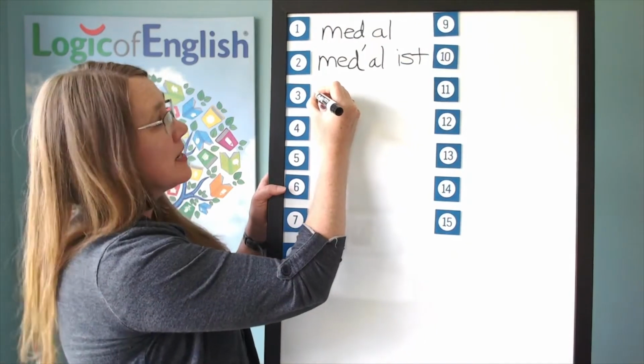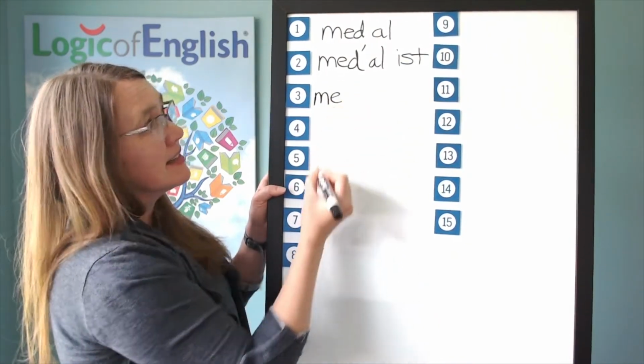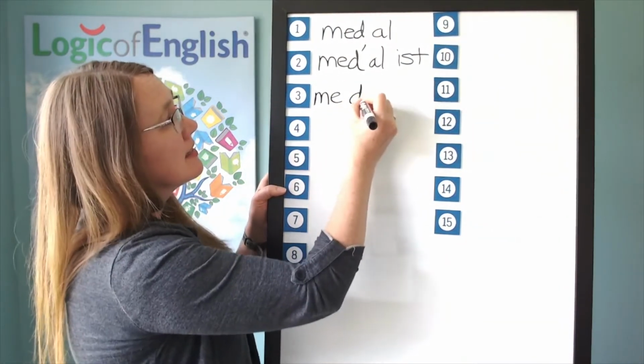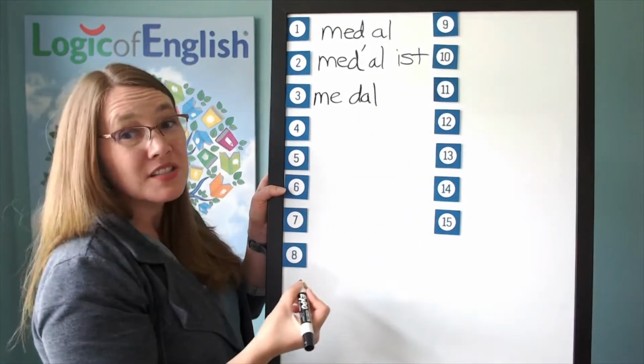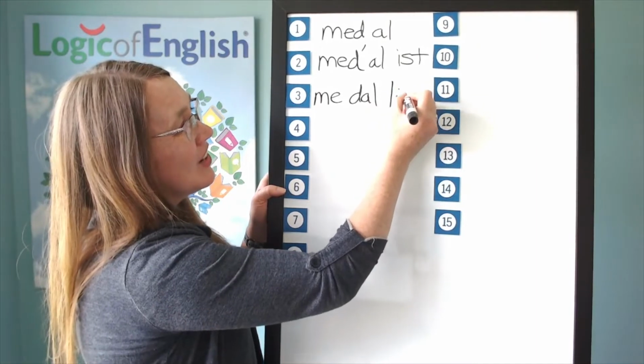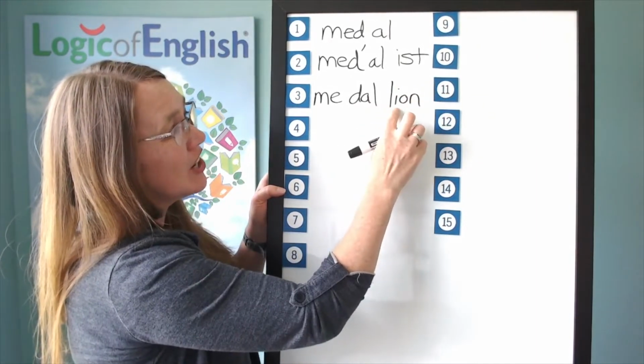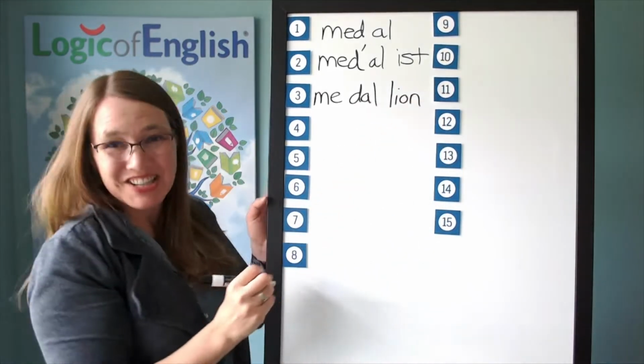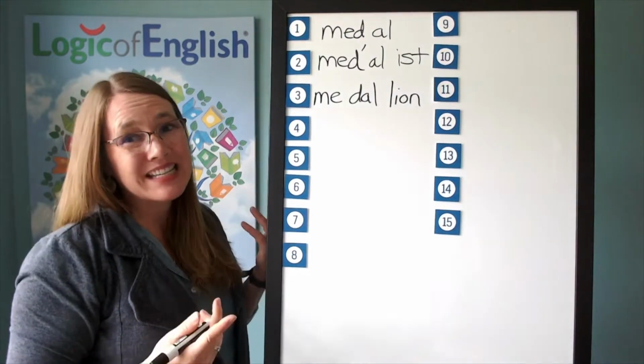The first syllable is me. M-e. The second syllable is dal. D-a-ul. The third syllable is lion. Ul-ya-a-n. Lion. It's kind of hard to say that when you're exaggerating it.